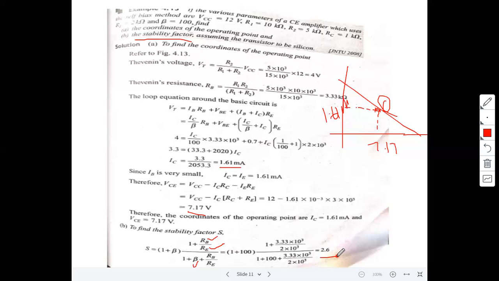Of course it will be affected, but very, very slightly. It is not affected much. Why? Because the stability factor value is very, very small. And also we already derived the condition for collector current: if Re is very much greater than Rb by beta, then collector current is independent of beta. Using these two conditions, the S value is small, so stability is more.